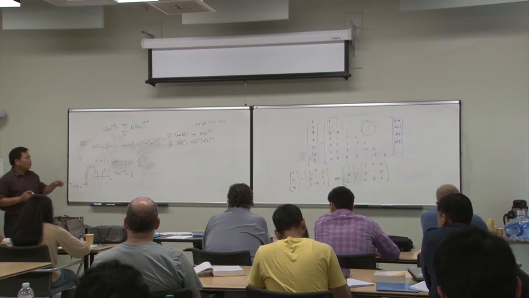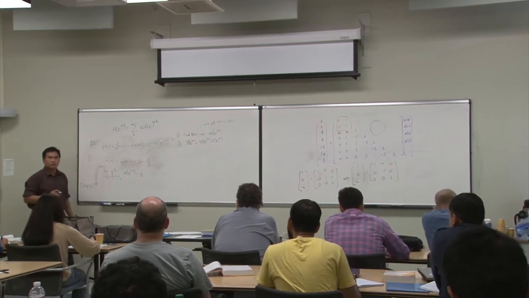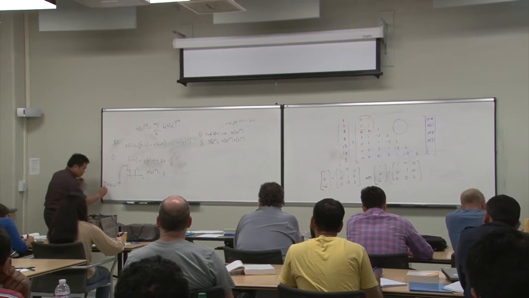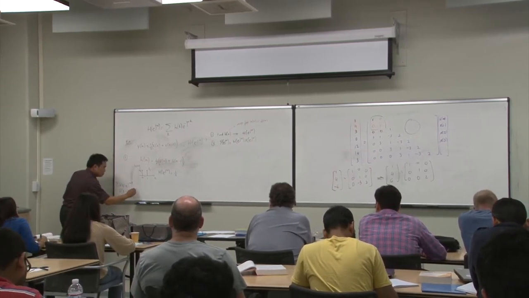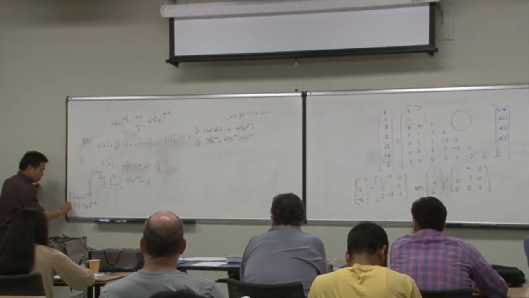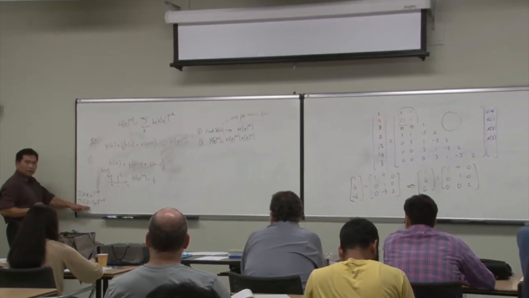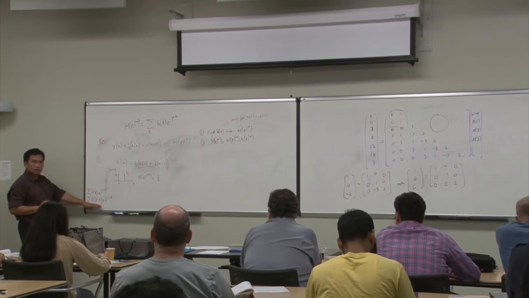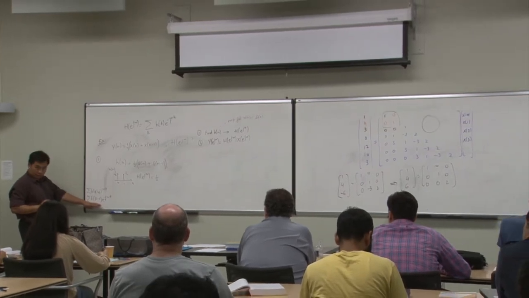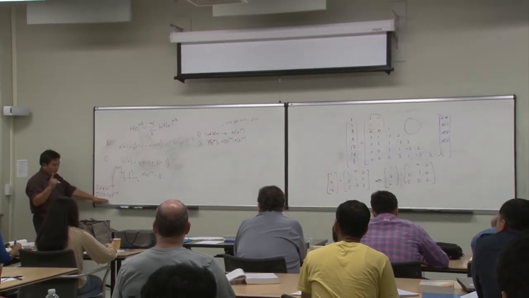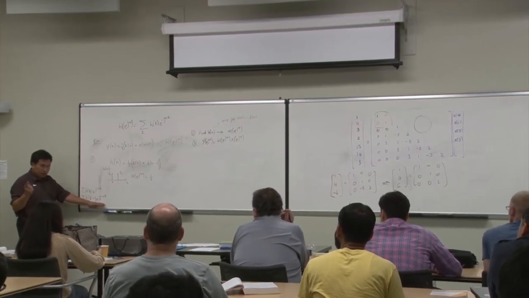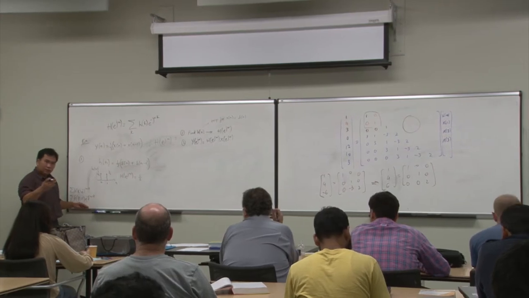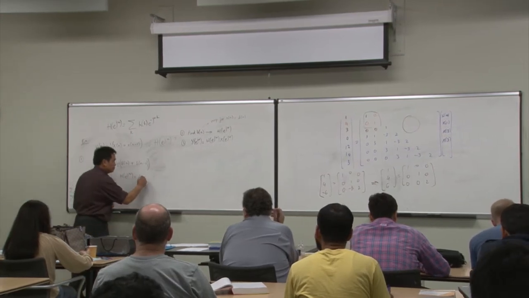What is the Fourier transform for a shifted delta function? This is shifted. At what k is this non-zero? One. That's only one term. At one, what is that value? It's e to the minus j omega. So basically, to shift, you have a phase.